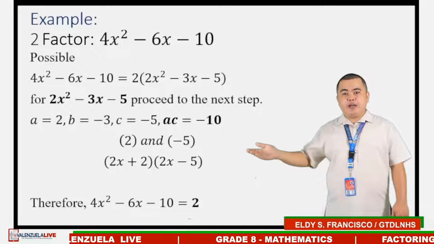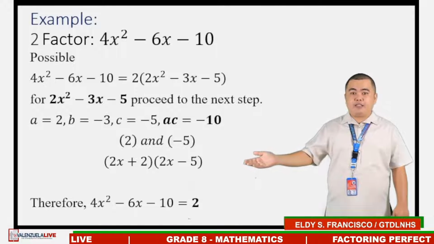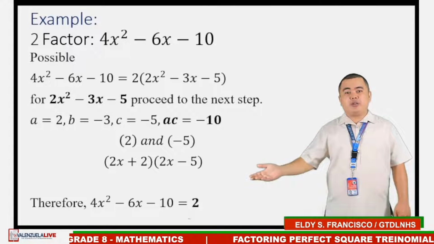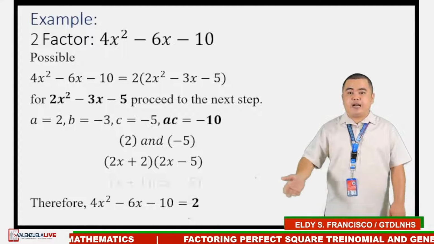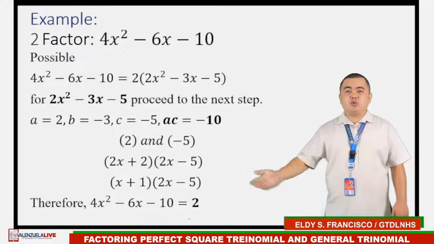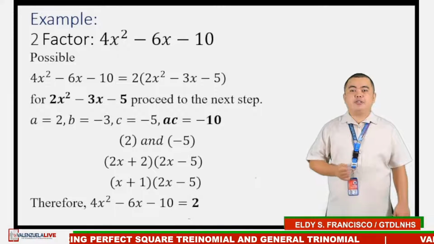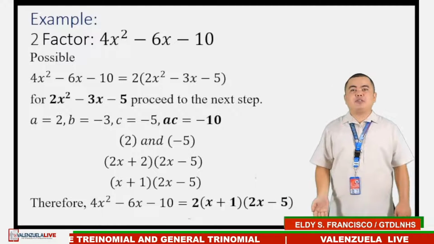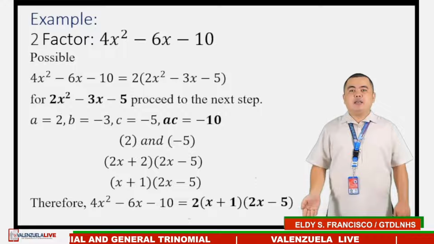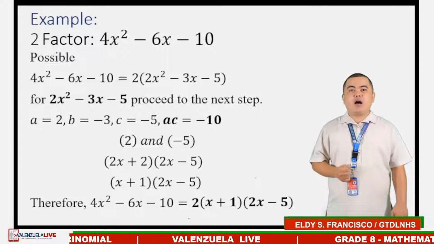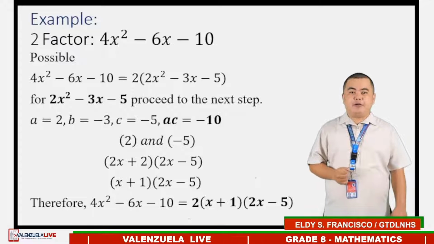The first binomial factor can be divided by its GCF, which is 2. And the second binomial factor is already prime, so we simply bring it down. And we have now x plus 1 times 2x minus 5. Therefore, 4x squared minus 6x minus 10 equals 2 times quantity x plus 1 times 2x minus 5.